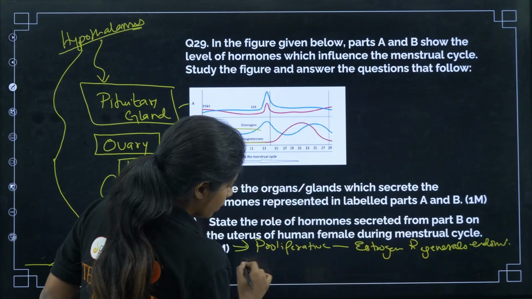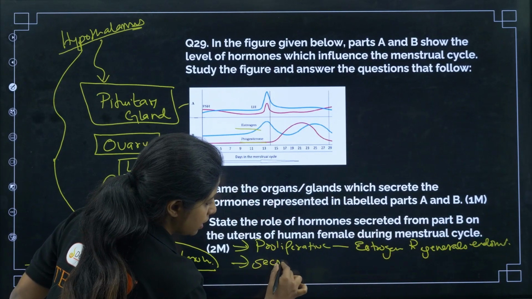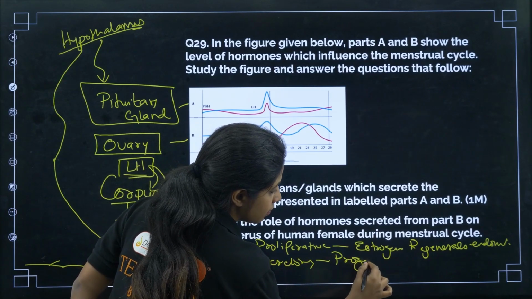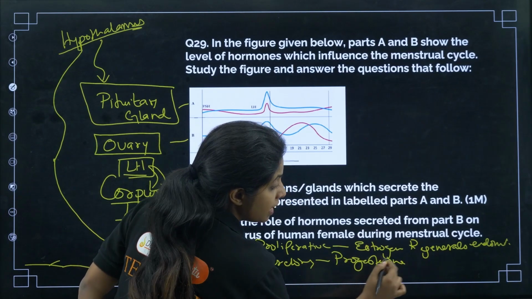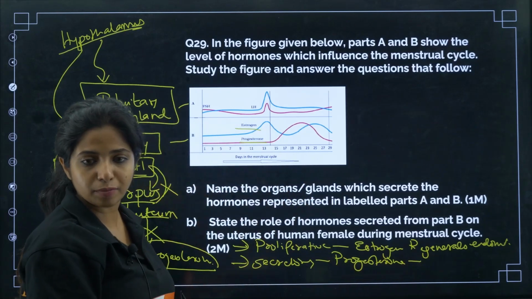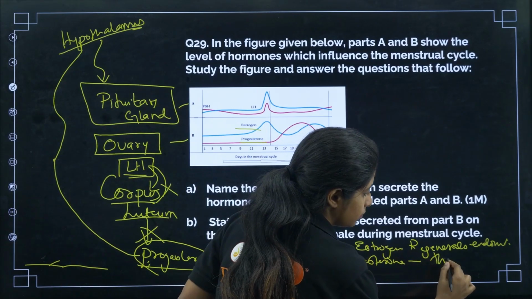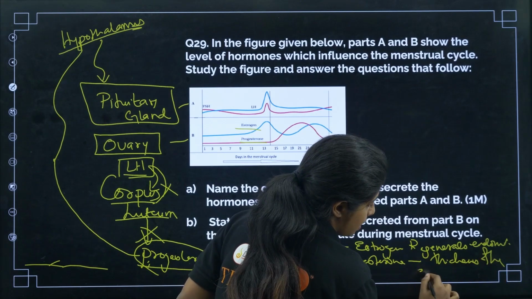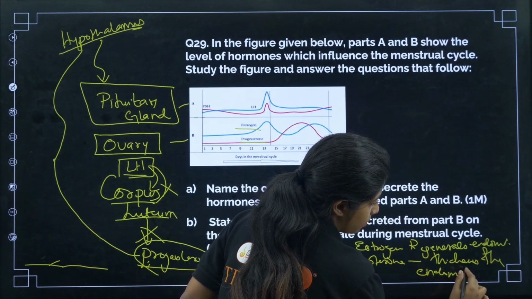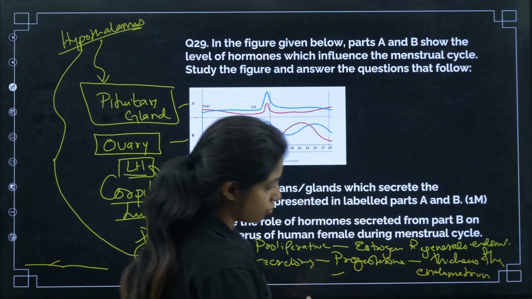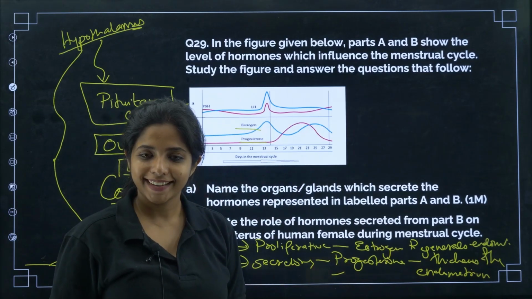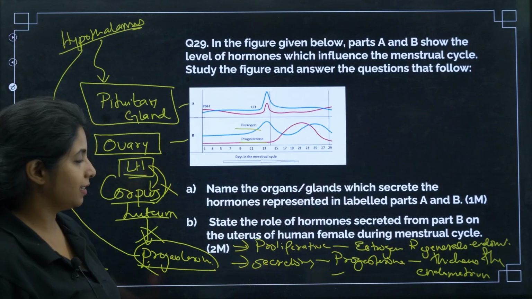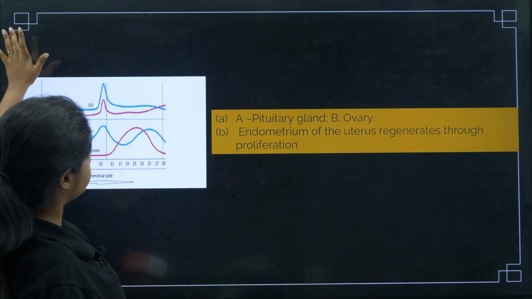Now in the secretory phase, that is the next phase, progesterone is released by the corpus luteum, and it maintains and thickens the endometrium. And along with estrogen, estrogen is also doing the same work, but progesterone does it more during the next phase. Cool? So yes. Next question.